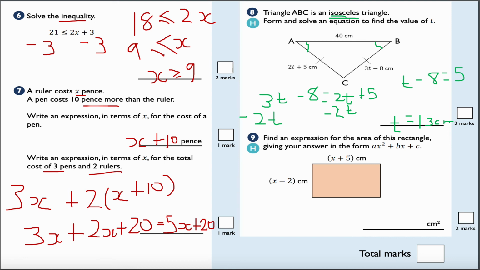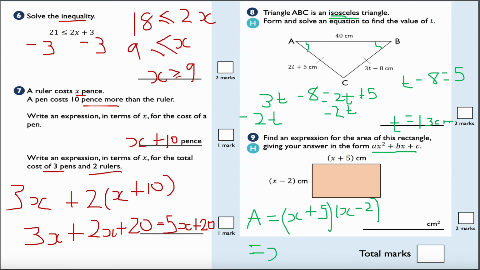This is question number 9, guys. Find an expression for the area of the rectangle, giving your answer in the form ax squared plus bx plus c. So the area of a rectangle, we should know, is the length times the width. So it's x plus 5 times x minus 2. So this is expanding a double bracket, which is slightly trickier and a bit more involved, but I'll take my time with it.